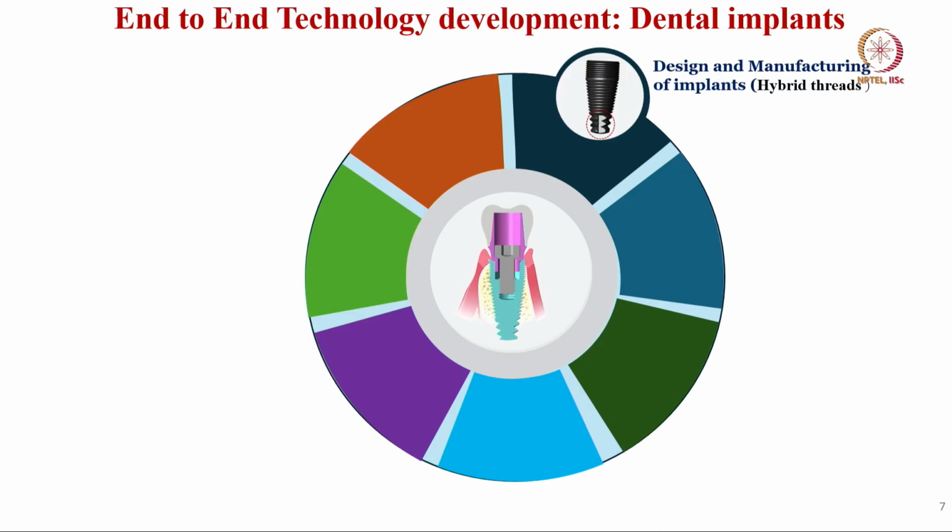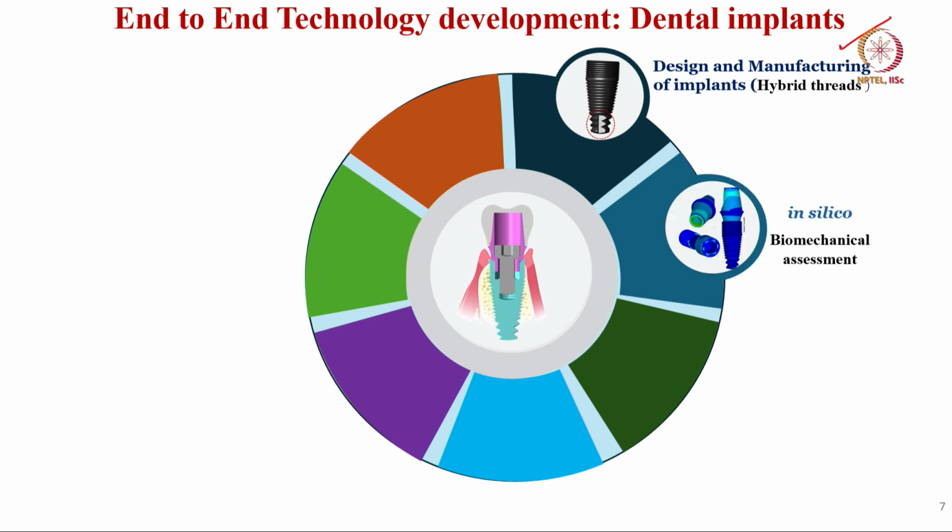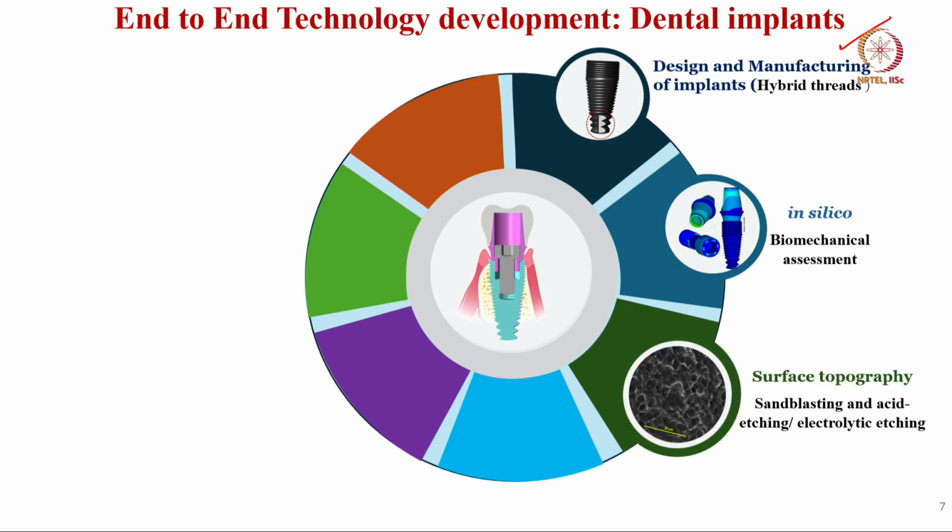So, end to end technology development for dental implants. So, design and manufacturing of implants. Then comes in silico biomechanical assessment. For any new implant design, one has to do finite element analysis to show that if the implant is virtually implanted into the jawbone, what would be the von Mises strain that will be generated, and whether it will be in clinically acceptable bone remodeling range.